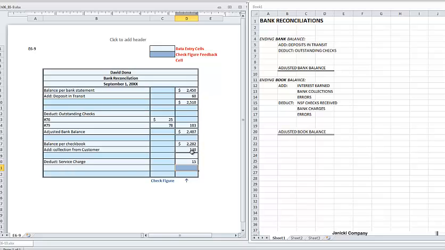So when we add our collection from our customer, we get $24.22, and then when we deduct the $15, we get $24.07, and that is our adjusted book balance. Okay, so notice that the adjusted bank balance and the adjusted book balance are now equal. So we know we've completed our bank reconciliation.